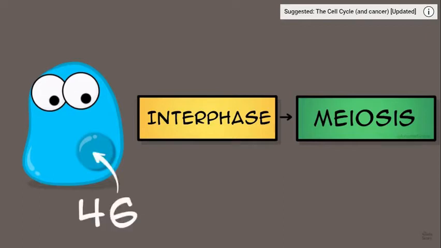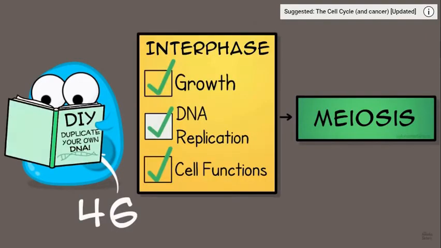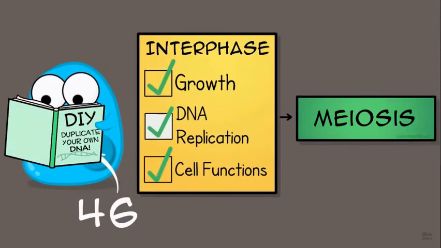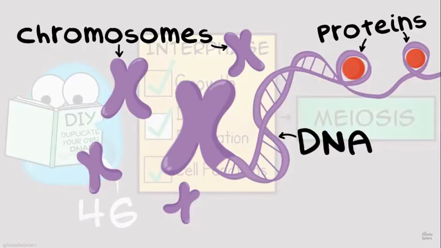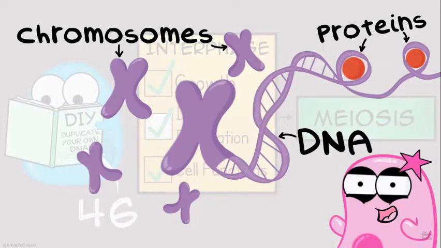So the starting cell has 46 chromosomes, and you have to duplicate those chromosomes in interphase before meiosis starts. That basically means you're duplicating your DNA since chromosomes are made of DNA and protein. Ready for the tricky part?